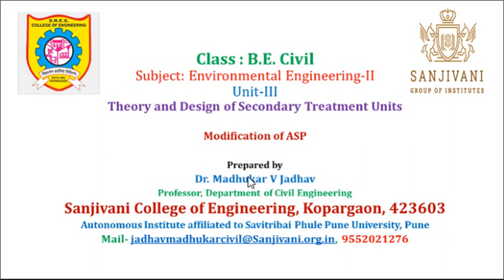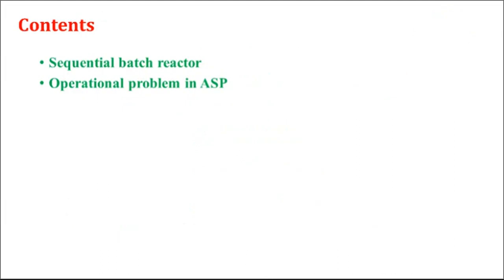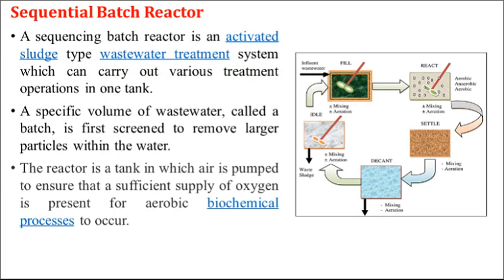In the previous lecture, we have seen various aeration techniques for the activated sludge process, or we can say modifications in the activated sludge process to get the maximum efficiency. In this lecture, we are going to study the sequential batch reactor and then operational problems in ASP. So, starting with the sequential batch reactor.